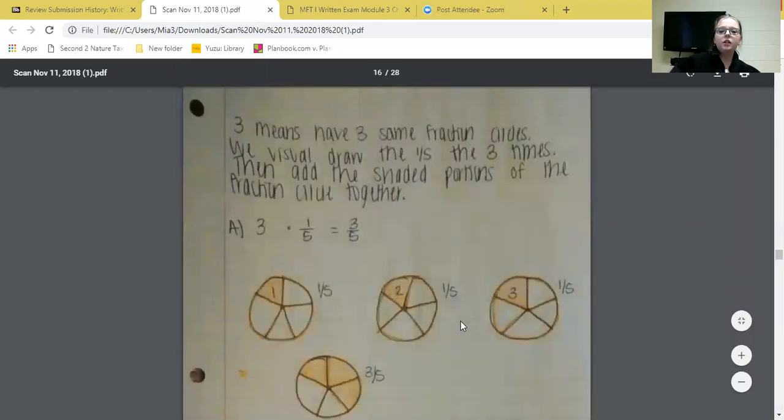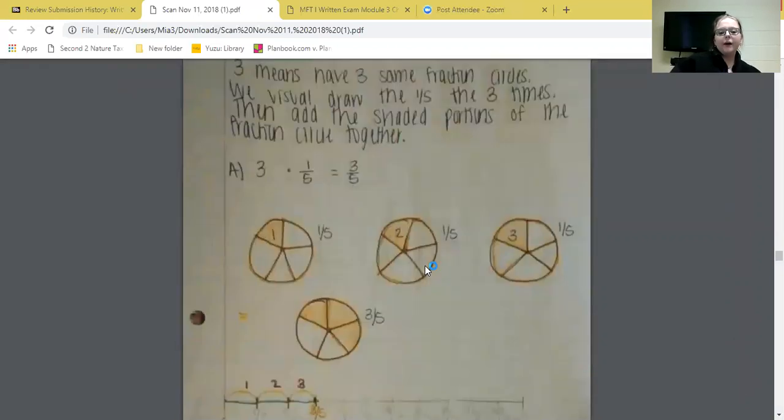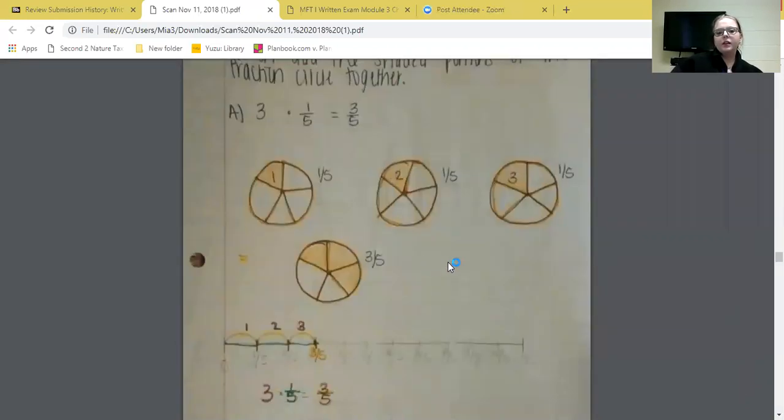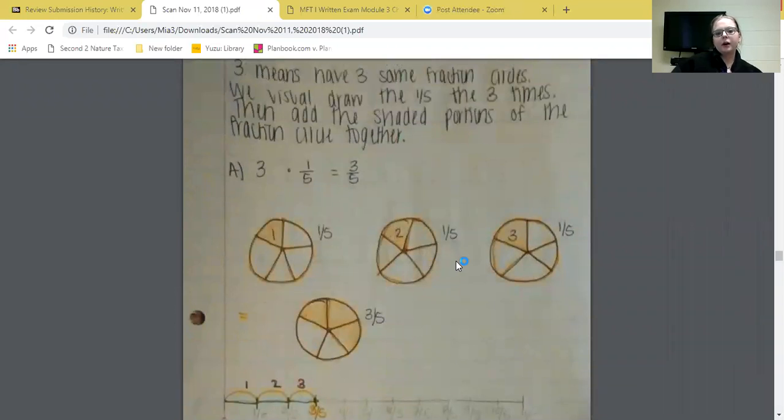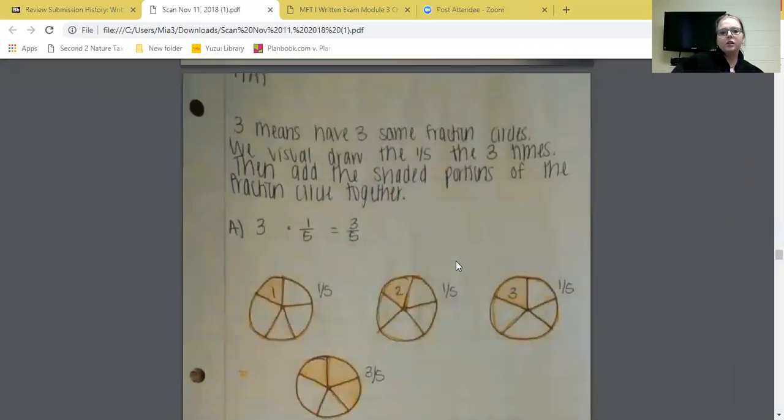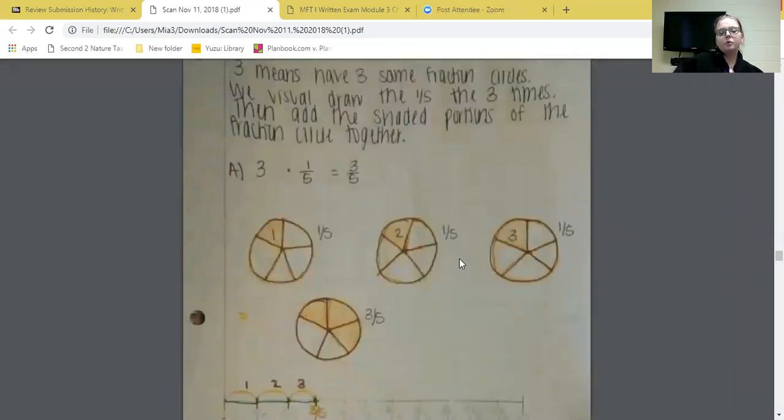Okay, next we're going to be using number lines and circle pie diagrams. So what this means is, for the first one, we have 3 times 1/5. And what that's saying is we're going to have 3 equal 1/5 each that we're going to multiply by. So we're taking 1/5 3 times. So this is going to be 3 times 1 equals 3/5.